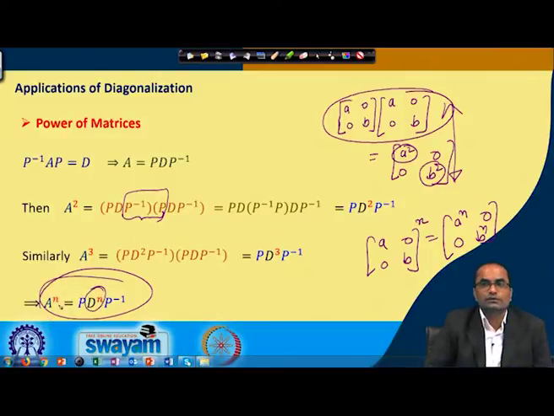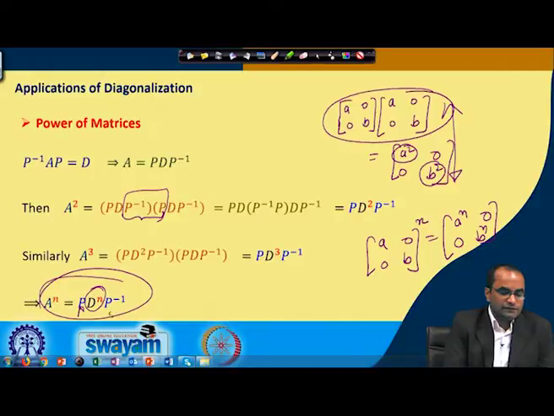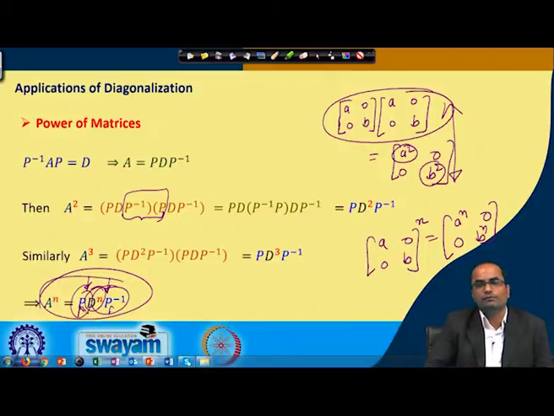Having this relation, A power n is nothing but P D power n P inverse. That is very simple to compute, and finally we need to make the product with P and P inverse. That is the only computation load for this matrix multiplication, but for D power n it is only that linear relation. The diagonal entries will be powered and nothing else.